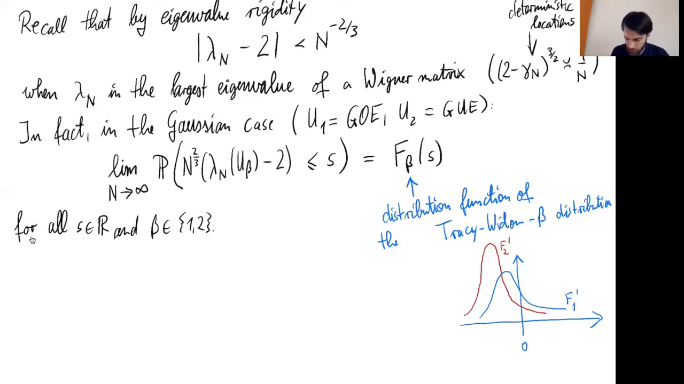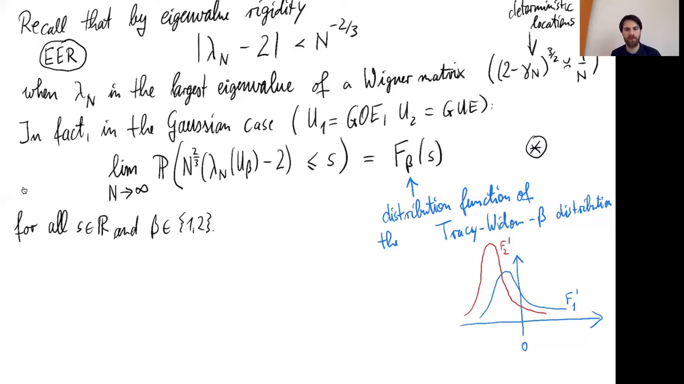This I want to call star, and this here I also want to give a name. I want to call this eigenvalue rigidity, or maybe better, edge eigenvalue rigidity. And then there are two remarks which I want to make about star.